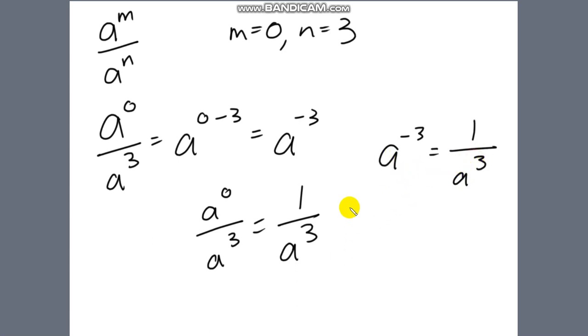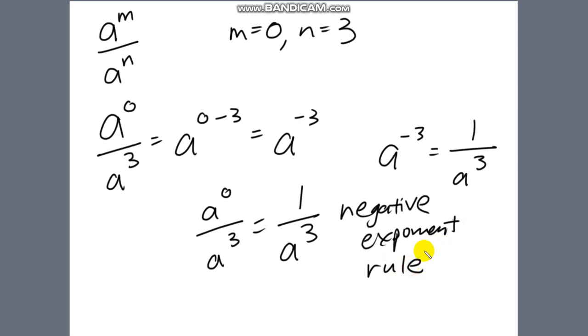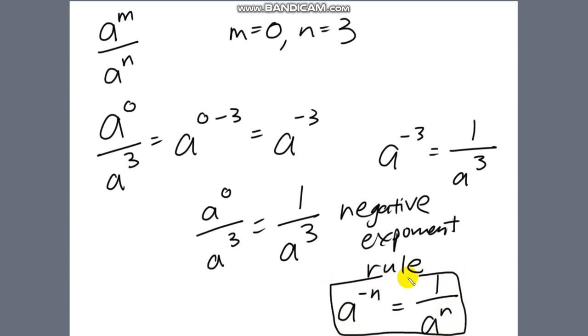So in general, the negative exponent rule basically says that if you have a raised to the negative n, it's going to be 1 over a raised to the n. So that would be another example.